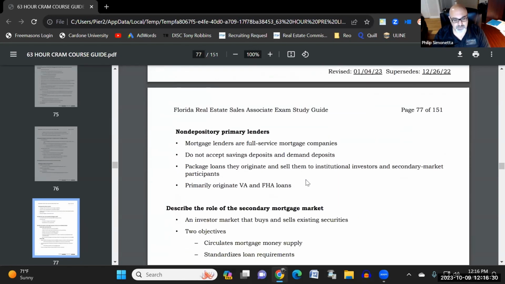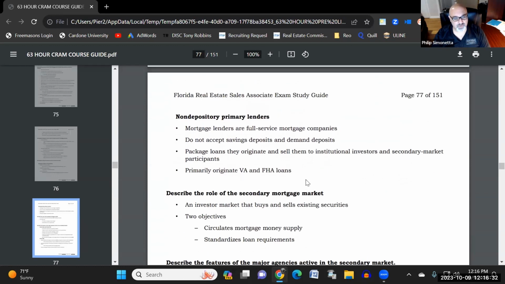Okay. Then you have non-depository lenders. These are like your mortgage companies, like your Loan Depot, your Quicken Loans, things like that. Mortgage lenders are fully serviced mortgage companies. They do not accept savings and demand deposits. So there's no checking, savings, nothing like that. The package loans, they originate and sell them to the institutional investors and secondary market participants. They primarily originate VA and FHA loans. However, they do conventional as well.